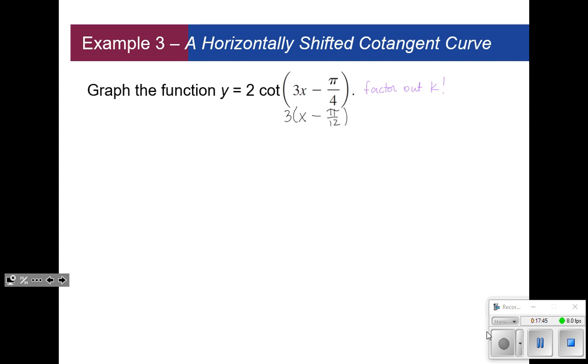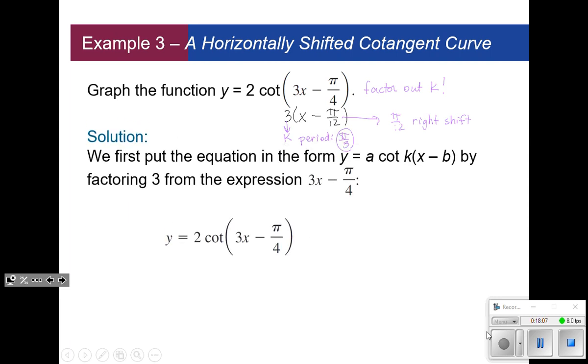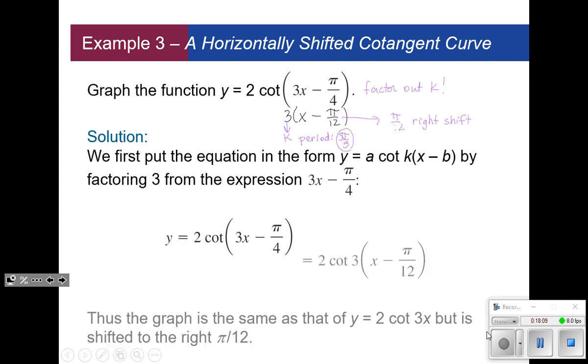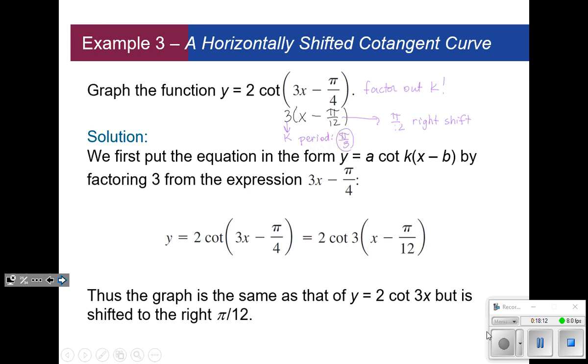So again, this is my K, which means my period is going to be pi over 3. And it's going to have a pi over 12 right shift. That's what that tells me. And of course the amplitude is 2, but on a cotangent it doesn't really matter. Okay, they're going to go through what I just did.